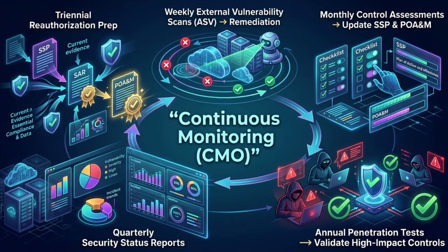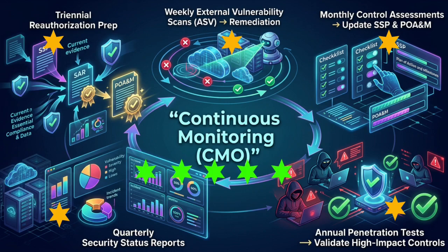The final phase is continuous monitoring, where you have to conduct weekly external vulnerability scans and remediate critical findings within 30 days. Perform monthly control assessments, updating the SSP and POA&M. Run annual penetration tests and validate high-impact controls. Submit quarterly security status reports, including metrics on vulnerabilities, incidents, and POA&M progress. Prepare for triennial reauthorization by refreshing the SSP, SAR, and POA&M with current evidence.